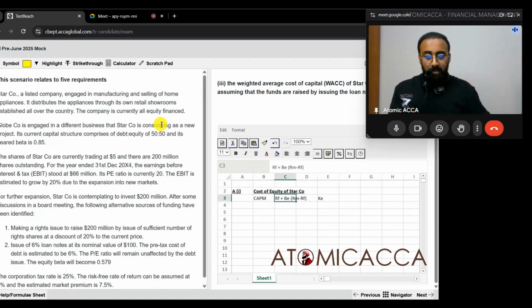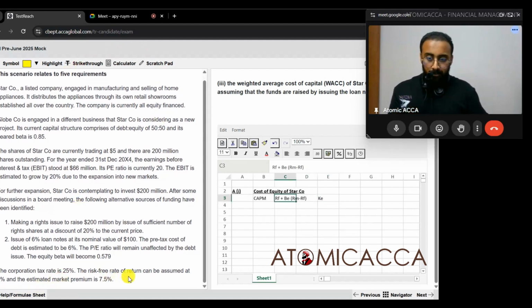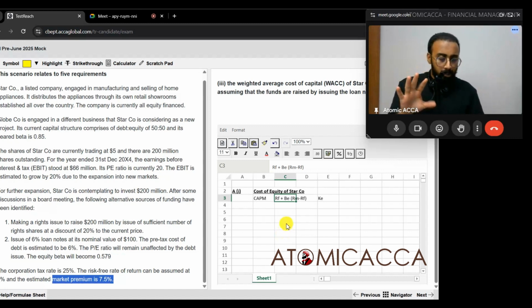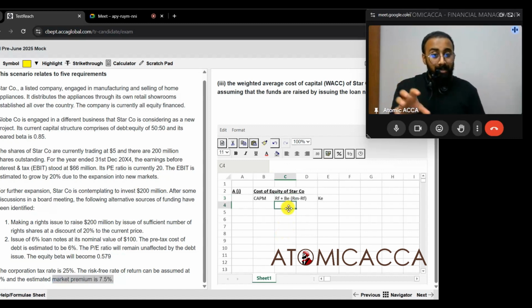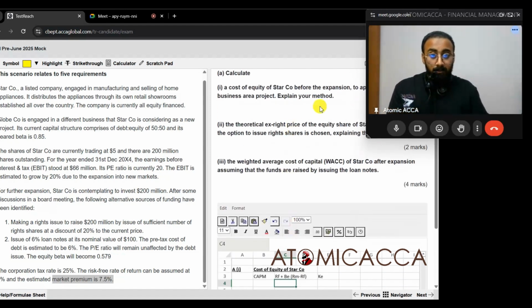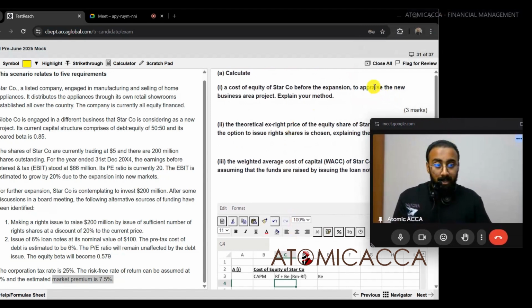Now, risk-free rate, we found that it is somewhere over here, at the bottom. RM minus RF, the risk premium, is also given over here. So now I need to find the equity beta. All right. Now, if I want to find the equity beta, we are not calculating what is the cost of equity currently. We are using this cost of equity for what? For the purpose of use in appraising the new business area project.